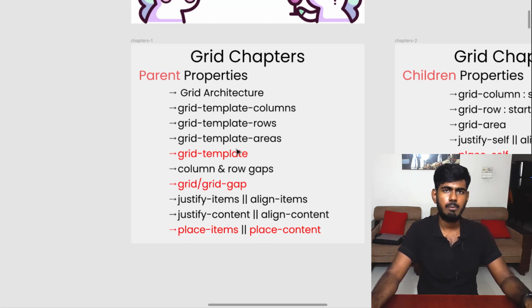First of all, we're going to discuss the parent properties, starting with the grid architecture, and then we're going to discuss these properties. This red color text over here are shorthands. Okay, don't worry about this. I'm going to discuss in detail about these shorthands. First I'm going to discuss the longhand and then the shorthands.